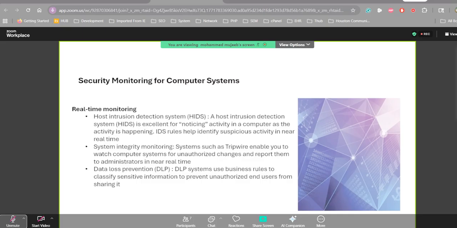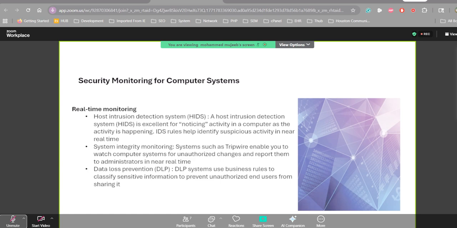Yep. And then we have system integrity monitoring. Systems such as Tripwire enable you to watch a computer system for unauthorized changes and report them to administrators in real time. And there is data loss prevention. There are a lot of tools for data loss prevention too. Systems use business rules to classify sensitive information to prevent unauthorized end users from sharing it.